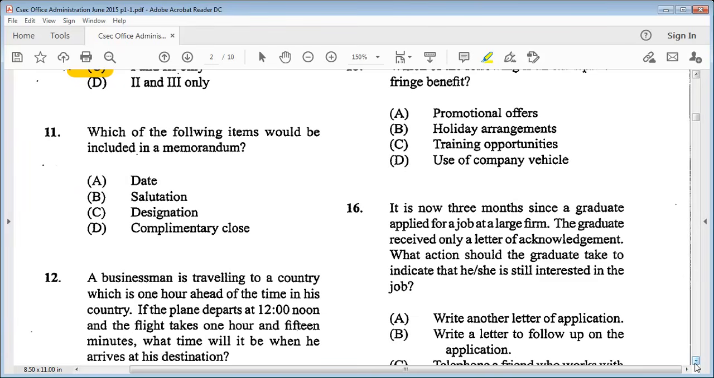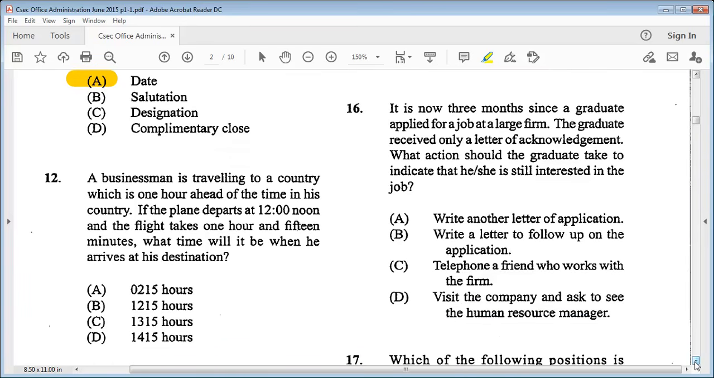Which of the following items would be included in a memorandum? A. Date, B. Salutation, C. Designation, or D. Complimentary close? We know using the method of elimination, it could not be B. We know it's neither C nor D. Those are not a part of a memorandum. It would be A. So our answer would be A. Let's go on to question number 12.